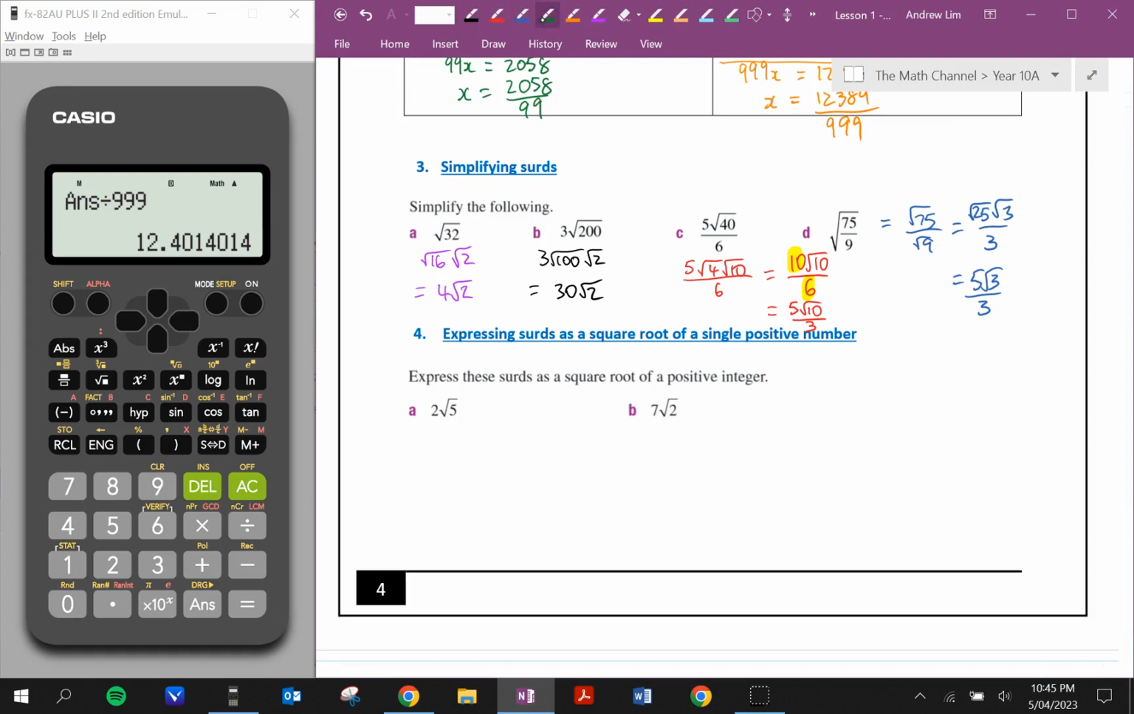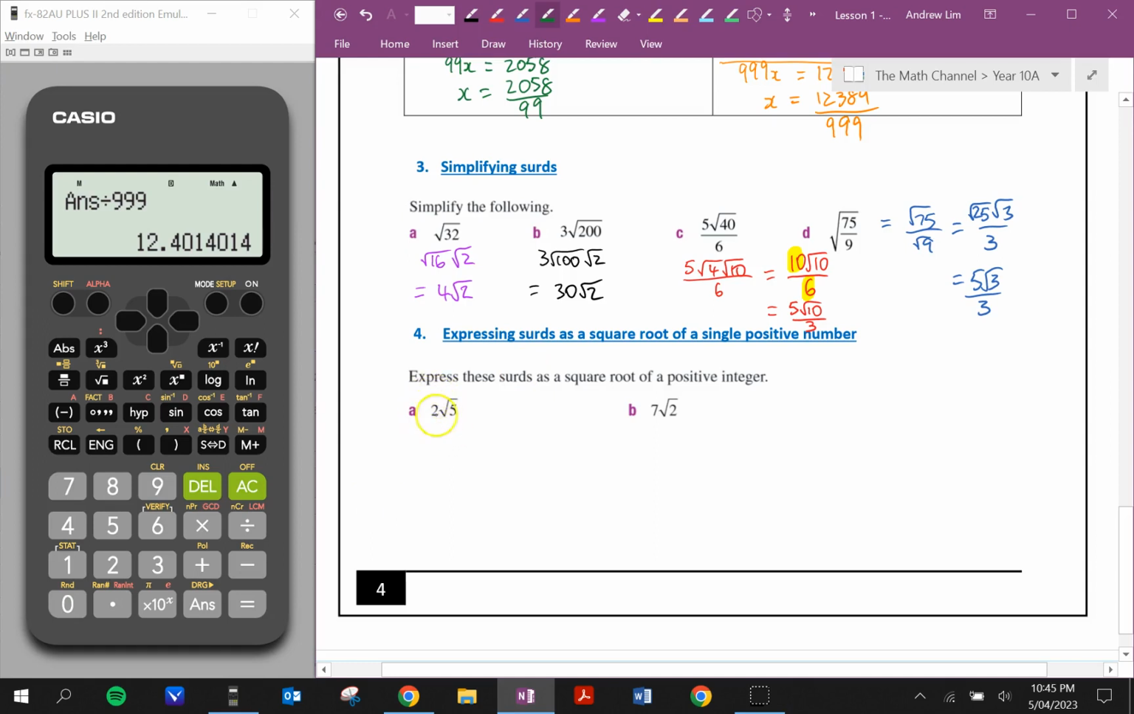Alright, last bit for this lesson. Expressing surds as the square root of a single positive number. Express these surds as the square root of a positive integer. So here we've got 2 root 5. I want it as the square root of something only. I don't want anything on the outside.